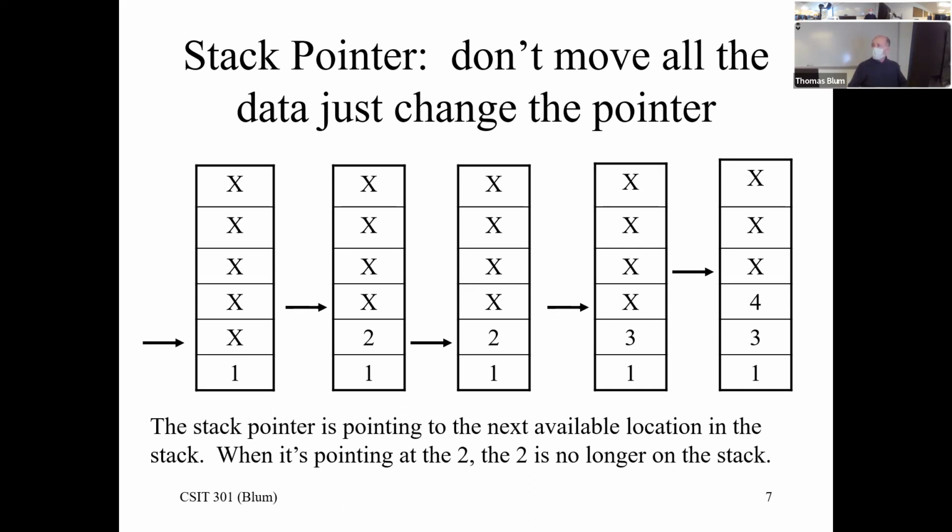When we have memory, we have an address register, and that tells us where we're accessing data. And in the case of a stack, we have a stack pointer. So it tells us where we can access. In this example here, it's pointing to the next available location. So if I have a 1, the stack pointer is pointing to the position next to the 1, above the 1 in this case. If I add the 2, the stack pointer moves.